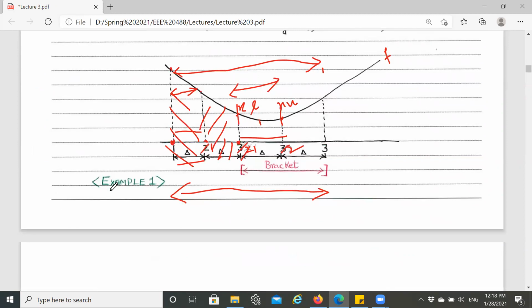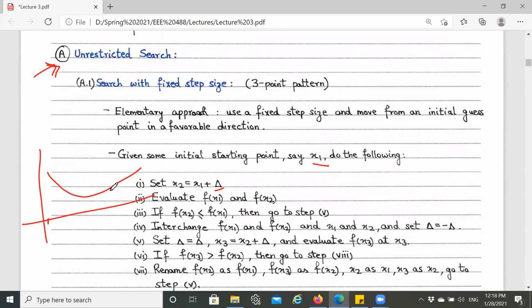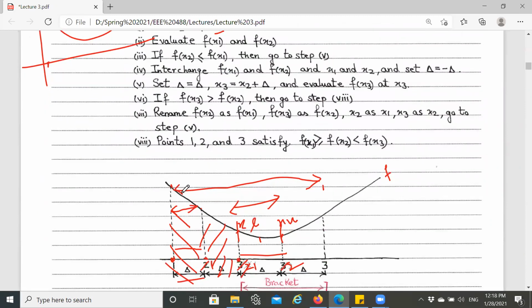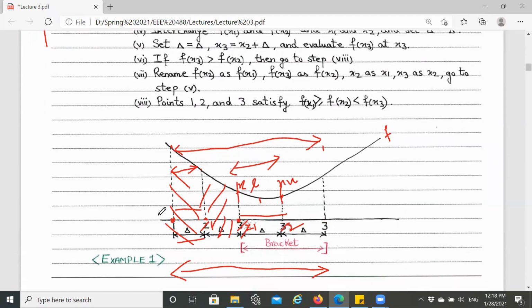Yes, okay, any questions? So this was basically the search method, undirected, unrestricted. And why is it called unrestricted? Because you do not have an interval given over here. I do not say that the initial point that you start with should be within the interval A and B. There is no interval.